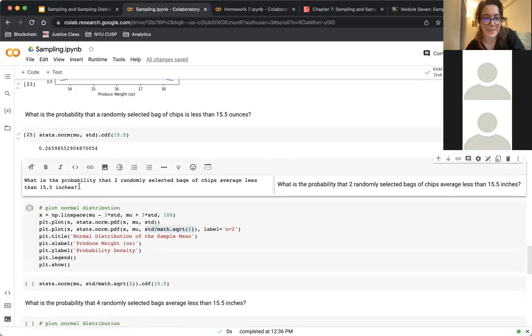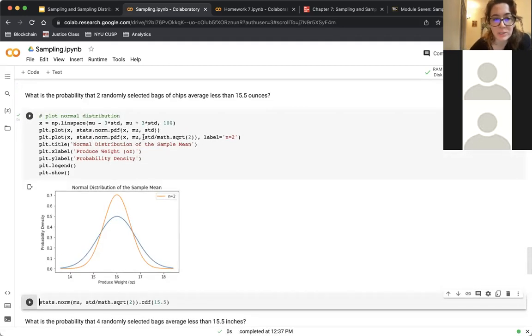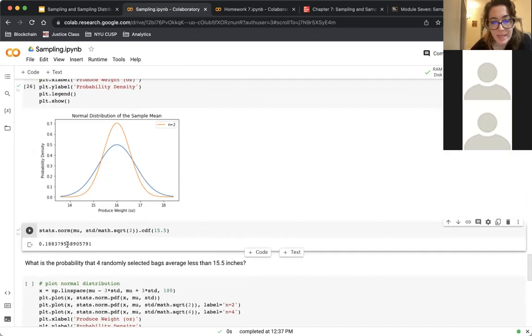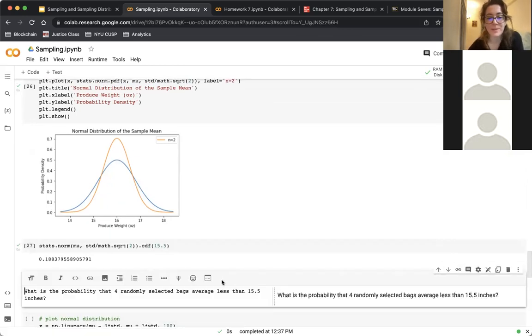Let's change this here. This is doing the same exact thing we showed above, but now with the square root of 2. It's interesting how it shrinks the distribution a little bit, where you have more samples that are closer to the mean. We take the same thing, and now we have a smaller probability of seeing a bag that's less than 15.5 ounces.